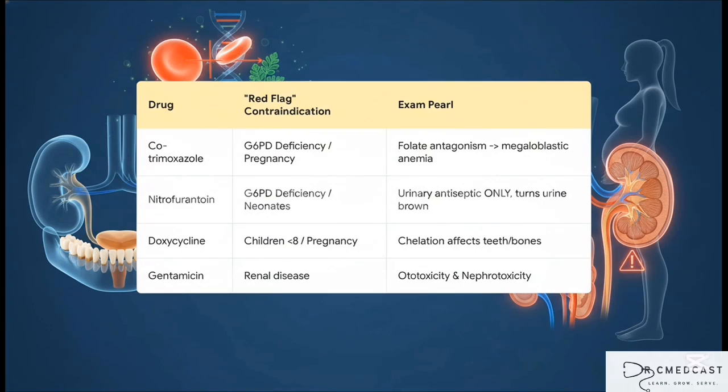For cotrimoxazole, you have to lock in that association with G6PD deficiency, pregnancy, and folate antagonism. For nitrofurantoin, remember, it is a urinary antiseptic only, also contraindicated in G6PD deficiency, and it turns the urine brown. For doxycycline, the big contraindication is children under 8, and that's a direct result of its calcium chelation. And finally, for gentamicin, the keywords are and always will be ototoxicity and nephrotoxicity.